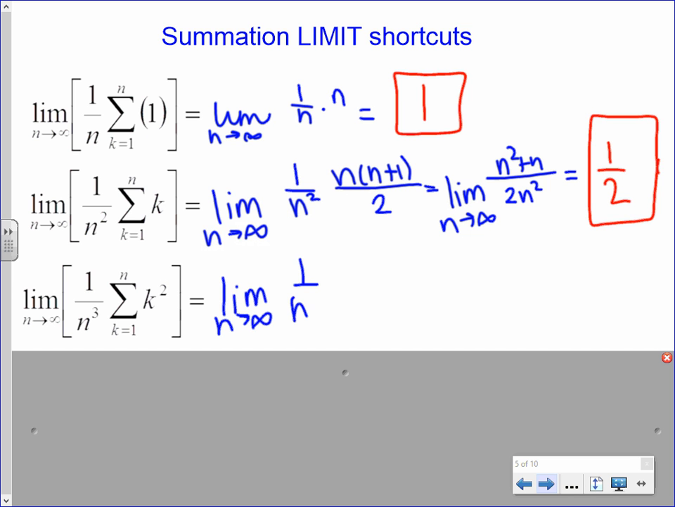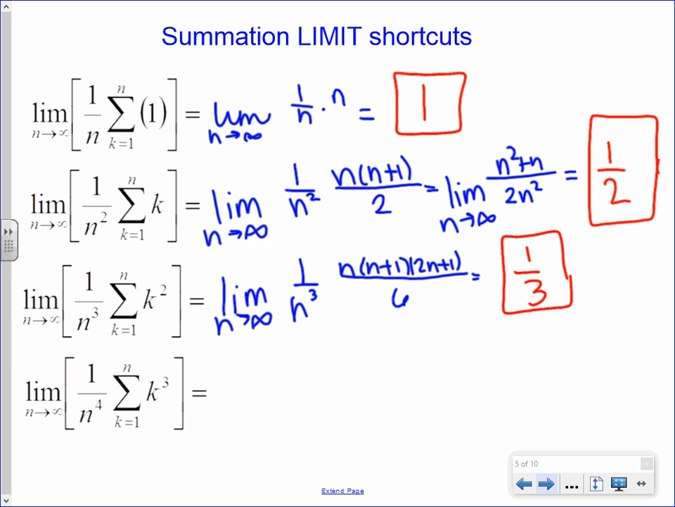Okay, so we have 1 over n cubed, the closed form of the sum of 1 to n of k squared: n times n plus 1 times 2n plus 1 over 6. Okay, I don't have that multiplied out, and I don't think it's worth our time to multiply it out. In our numerator, we're going to have 2n cubed, blah, blah, blah. In our denominator, we are going to have 6n cubed, blah, blah, blah. What's our limit? 1/3, because we're looking at that 2 over 6, those coefficients.